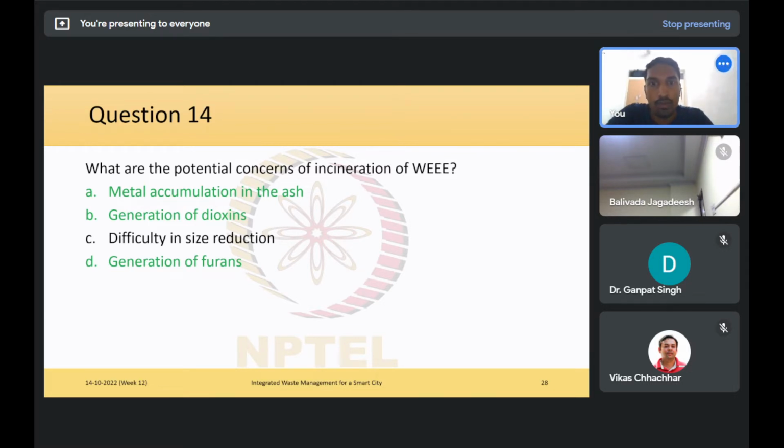If it contaminates the water, it could get into the fat tissues of animals, and through that it could get into our diets, and ultimately it affects our human health as well as the environment. So these three are concerns when you go for incineration. These are things we should keep in mind when considering this as a potential process for managing e-waste. Okay, so this is the last question for this session.